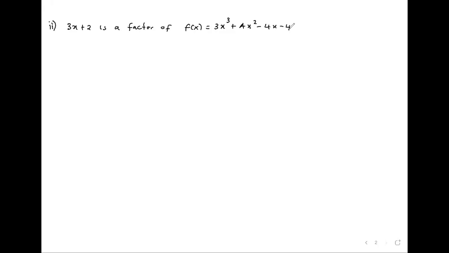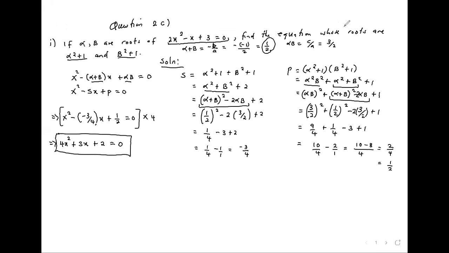Okay, so the question says, given that 3x plus 2 is a factor of f of x is equal to this, find the value of a.